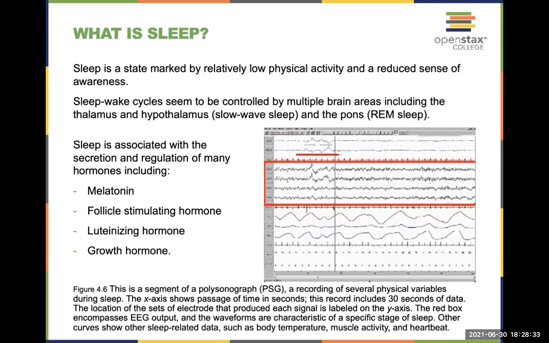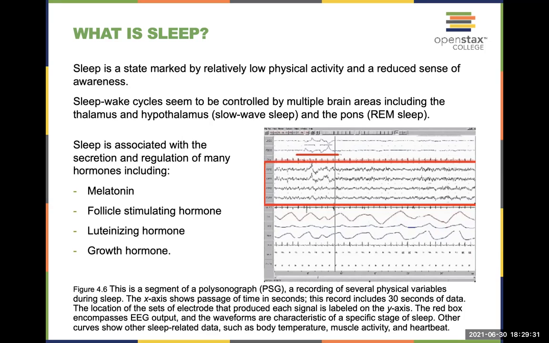So what is sleep? I know this sounds like an obvious question and answer, but sleep is marked by relatively low physical activity. You're definitely experiencing a reduced sense of awareness. The sleep-wake cycles are also controlled by multiple brain areas, so it's not just one brain area that does it. Earlier, we were talking about the suprachiasmatic nucleus, the SCN, in the hypothalamus. Now we're talking about the thalamus, and the pons, which is connected to REM sleep, rapid eye movement sleep.